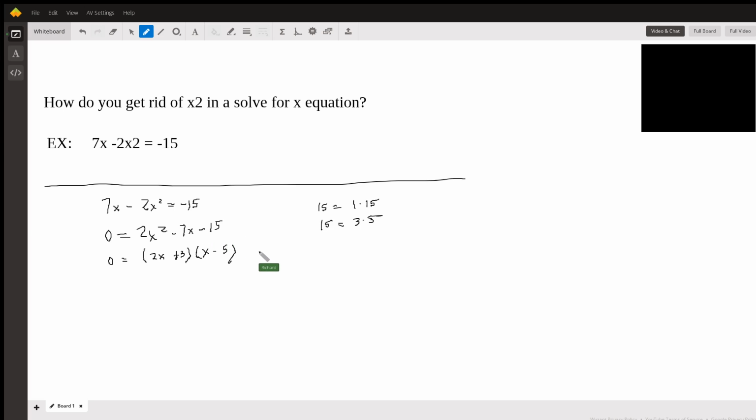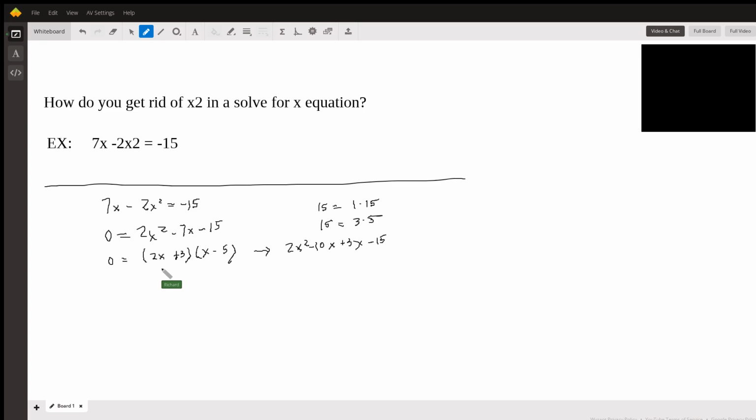Now when you factor, it's good practice to just double check. So I'm going to distribute the 2x. That gives me 2x squared minus 10x. And then distribute the 3. It's going to give me 3x minus 15. And you can see when I combine the negative 10x and the 3x, I get the negative 7x that I want here, and we're all set.